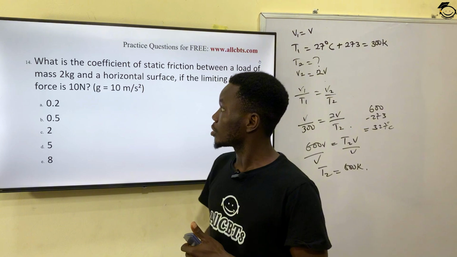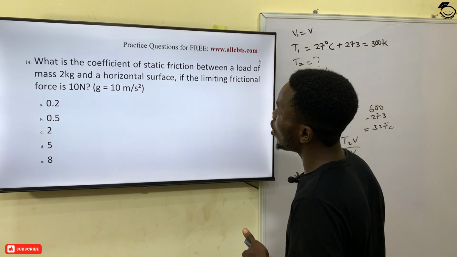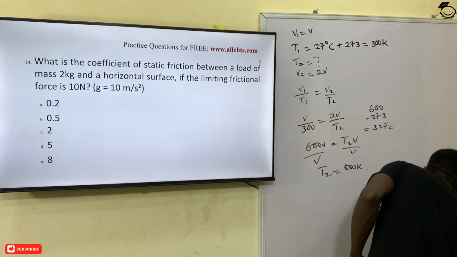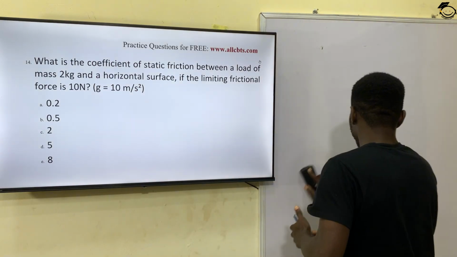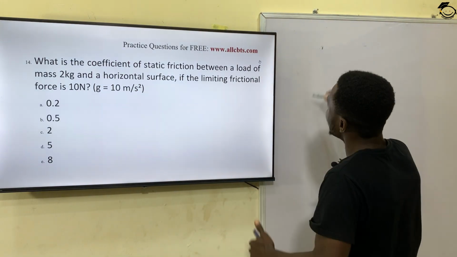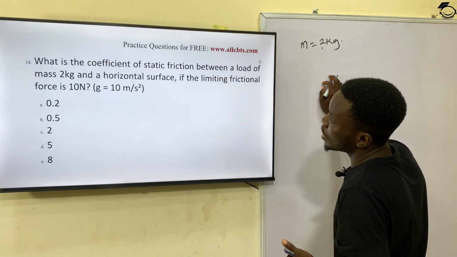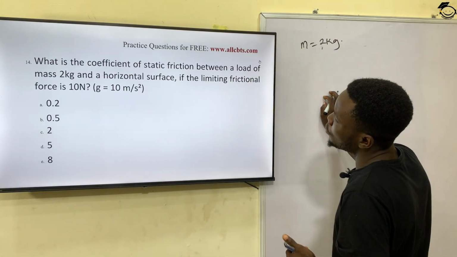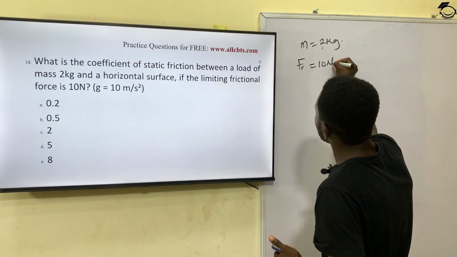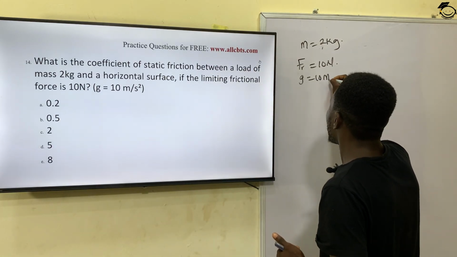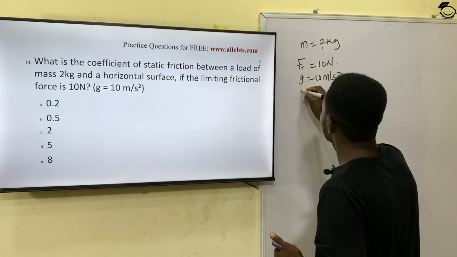Moving on to the next question, it says, what is the coefficient of static friction between a load of mass 2 kg and a horizontal surface? So we are given a load of mass 2 kilograms. If the limiting frictional force is 10 Newton, we are given g as 10 meters per second squared. So we have to find the coefficient of friction. So we are looking for mu.